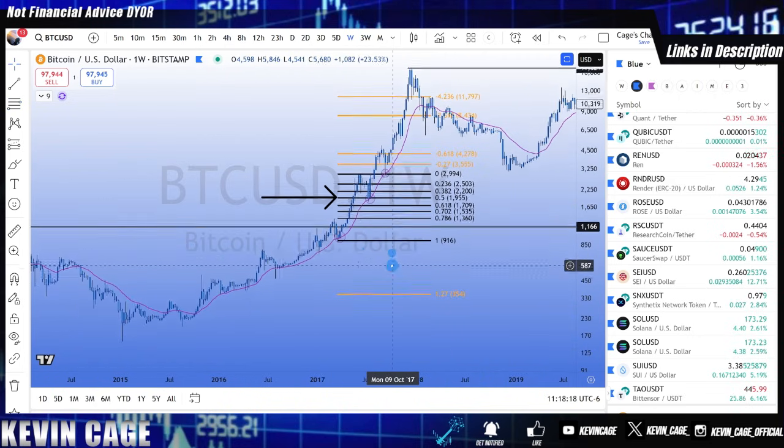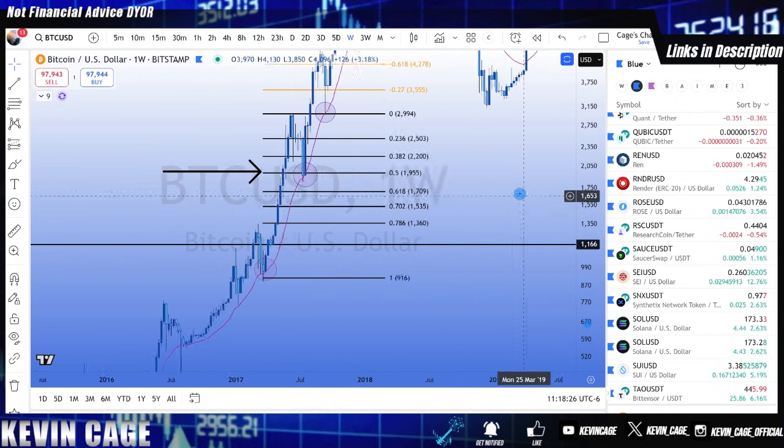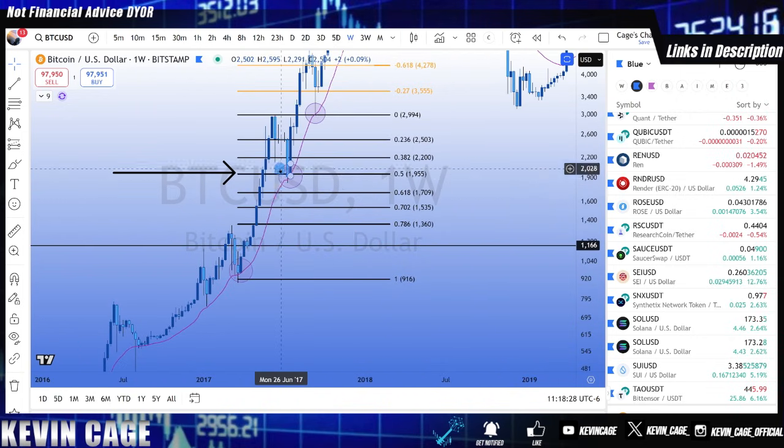So in that scenario, from the first major move of Bitcoin breaking into new all-time highs for that cycle in 2017, we can see we pulled back exactly to a 50% Fibonacci retracement. So that happens to also be along the 21-week EMA multiple times for backtests, which we usually see.